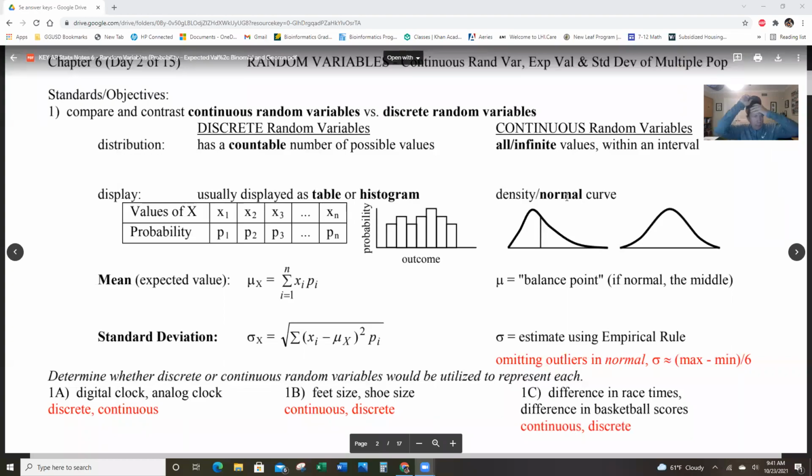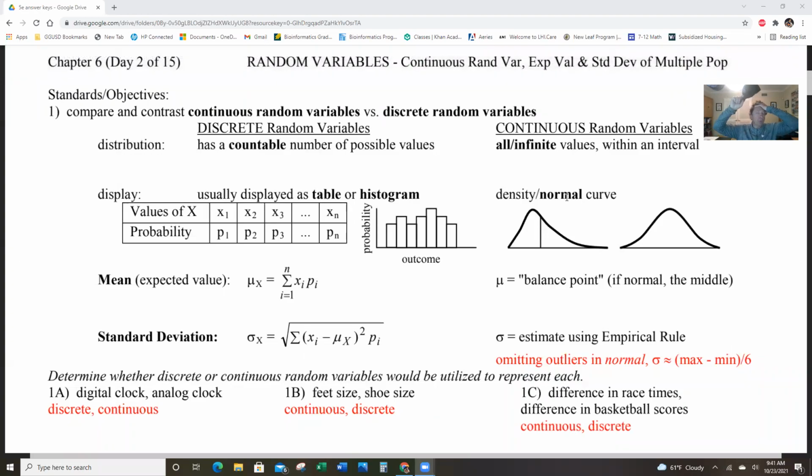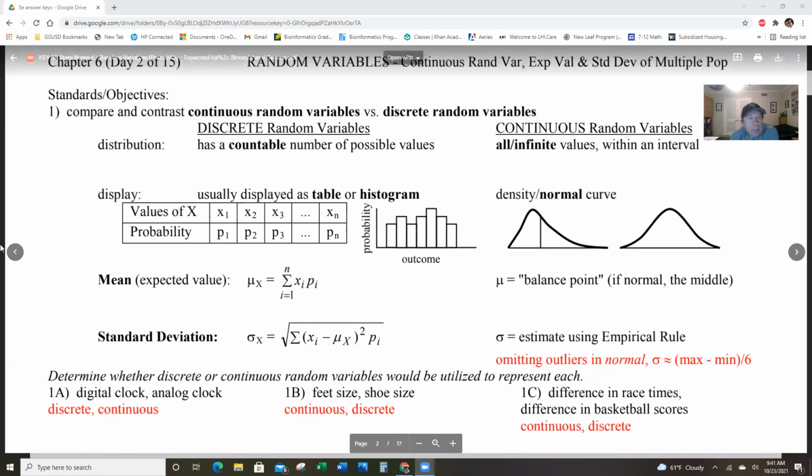Okay, this is chapter 6, day 2. Very long chapter, probability. This used to be 2 separate chapters and it was combined in later editions, so that's okay. This is a really great chapter. We're talking about discrete and continuous random variables again.